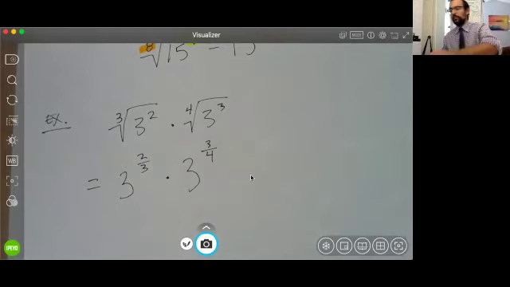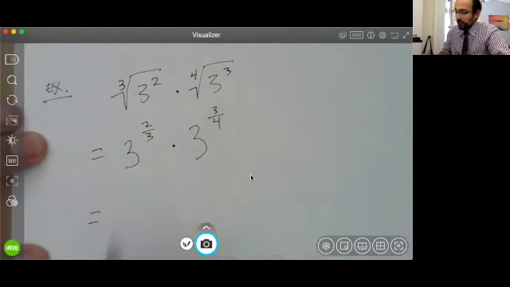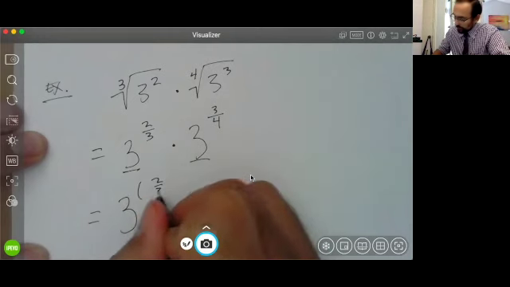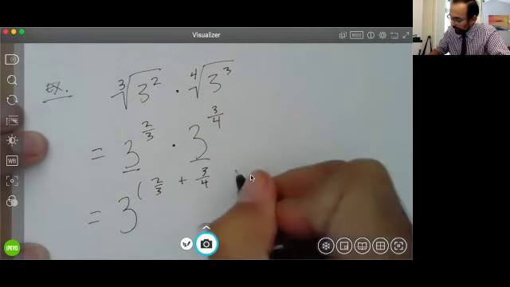So I'm going to show you how to do this step by step, and then we'll go to the shortcut in just a minute. So we can add them, meaning we can combine them with the same base. Since the base is 3, it'd be 3 to the power of the first term, 2 over 3, plus the second term, 3 over 4.